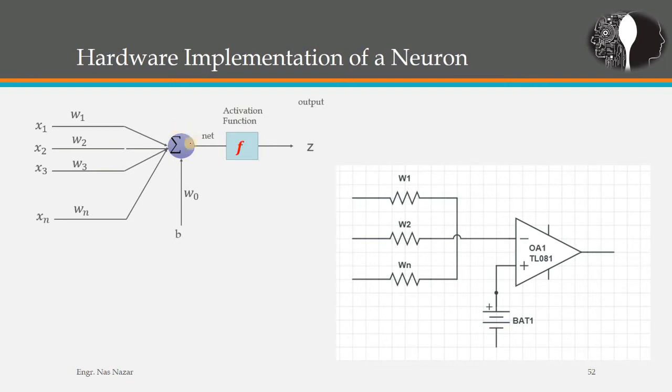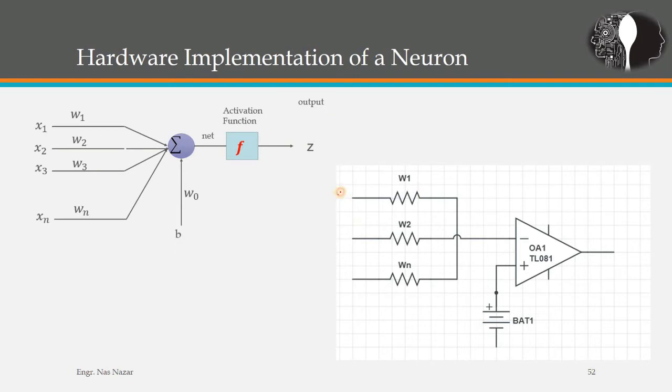All of them are going to a summing point with B, which is our bias, and the bias will tell our system how strict it is. After that, our net signal goes to the activation function. This is where the magic will happen, and finally we get our output. So let's take a look at this model.